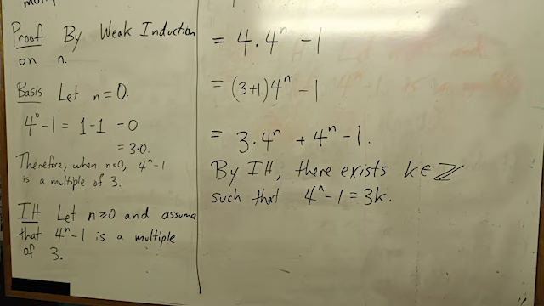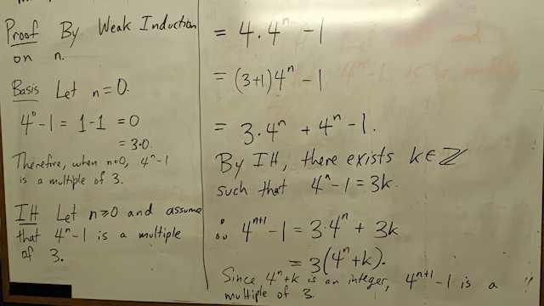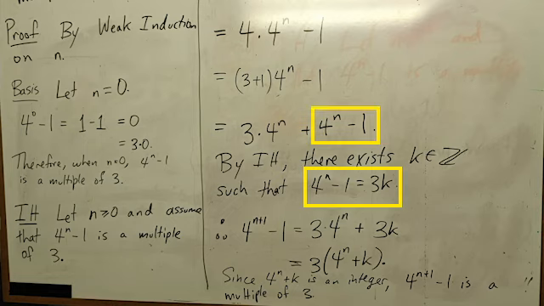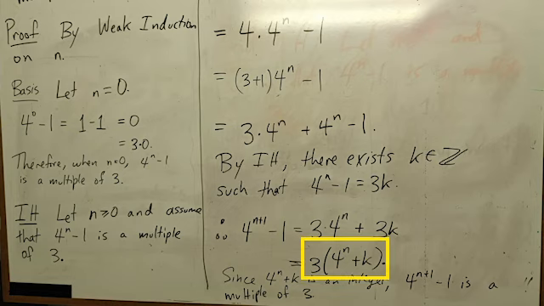Now, finally, I can just substitute that back into my original expression, the one that I wrote above, and then factor out a 3, and then I'm going to win. So here we go. I write that 4 to the n plus 1 minus 1 is equal to 3 times 4 to the n plus 3k, because that's just substituting 3k for 4 to the n minus 1, which I can then factor out a 3 and write as 3 times 4 to the n plus k. And now I'm done because 4 to the n plus k is an integer, and therefore 4 to the n plus 1 minus 1 is a multiple of 3.